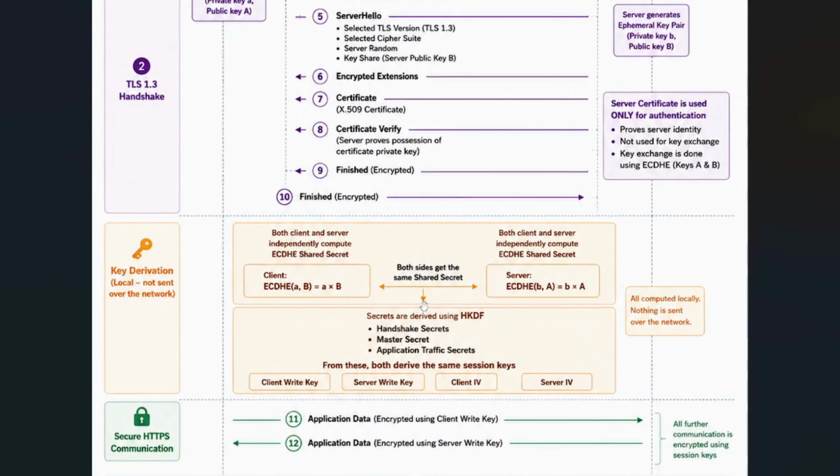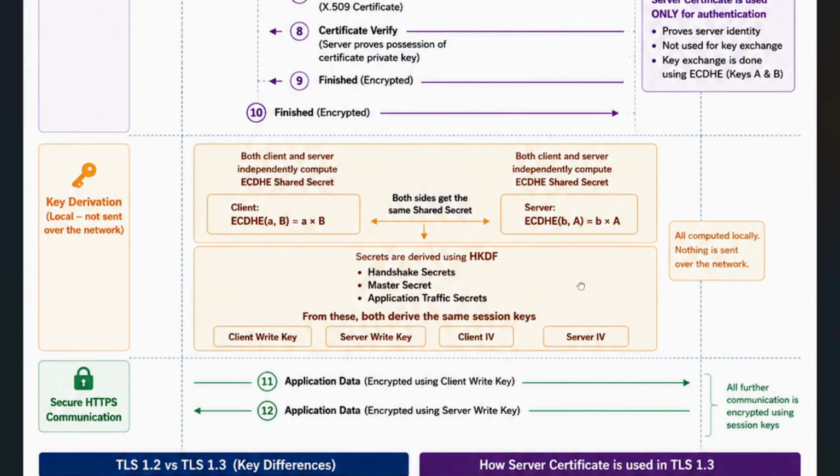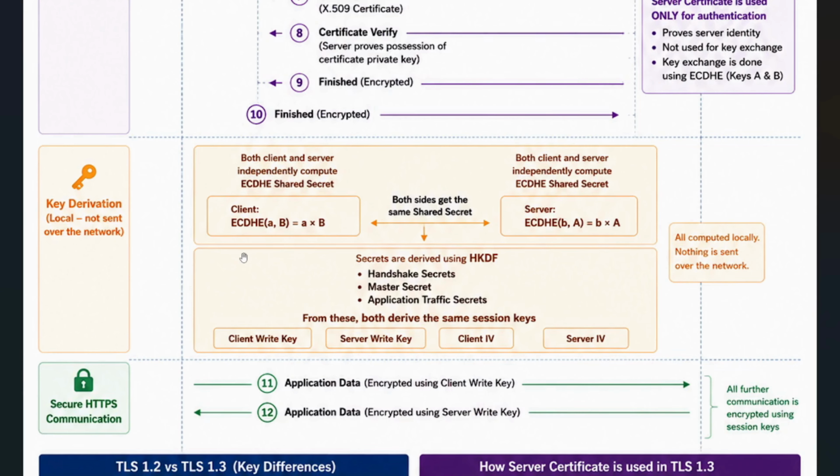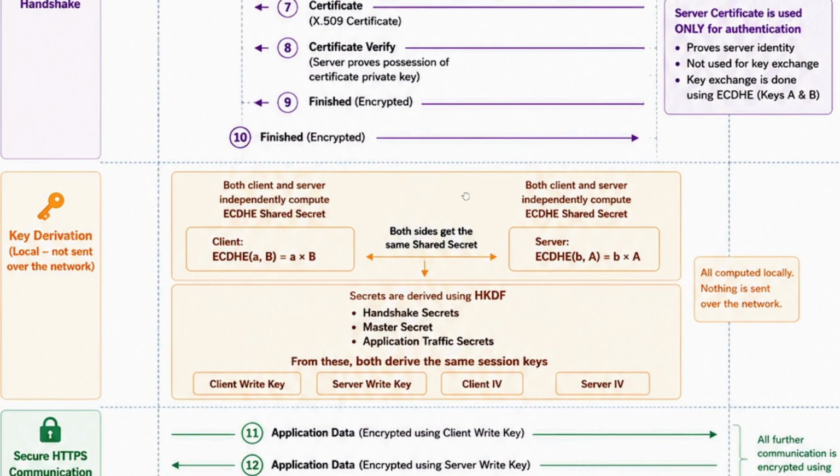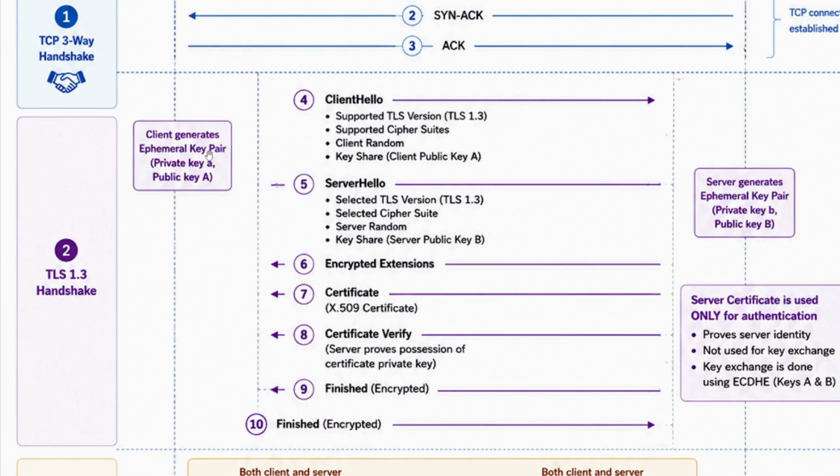Now comes the important part of key derivation. Now your things will change when you compare it with TLS 1.2. Again, this is local. Nothing is sent over the network. So what does the client have, and what does the server have from the client? Only the public key, which is ephemeral. Just keep that in mind. This public key is also ephemeral. It is only valid till this session is active. Once this session is done, the next new session will have a new private key and public key.